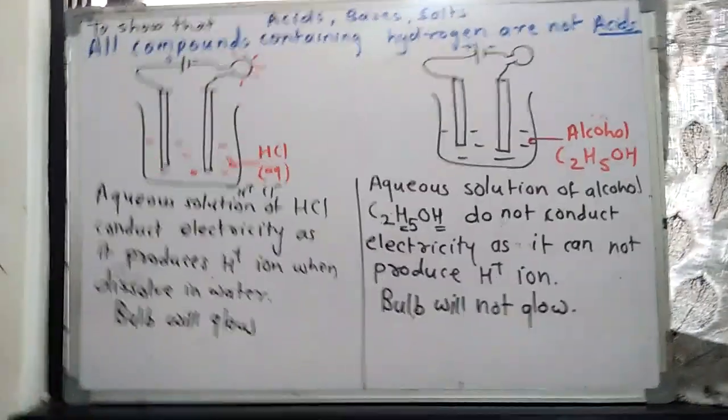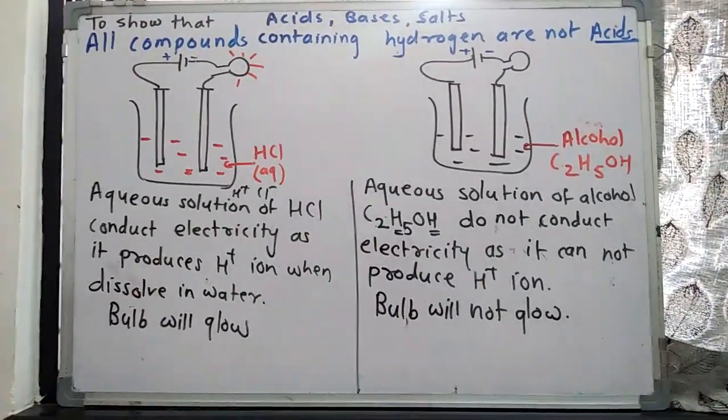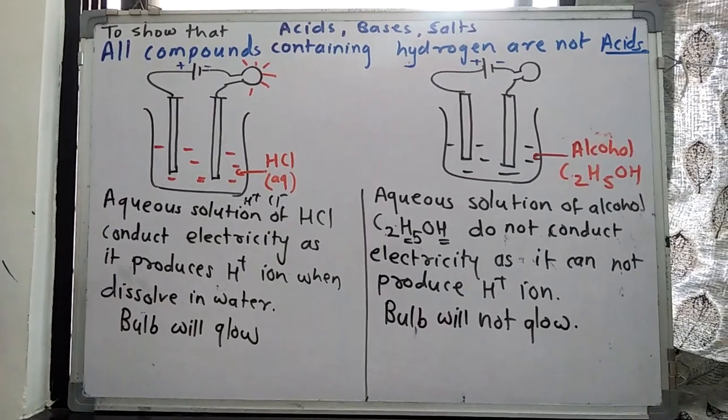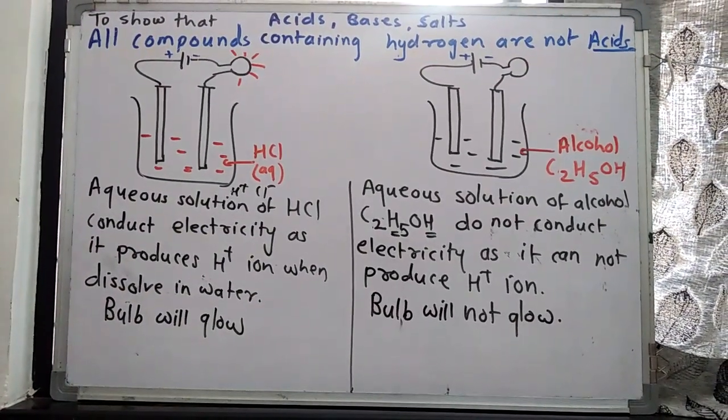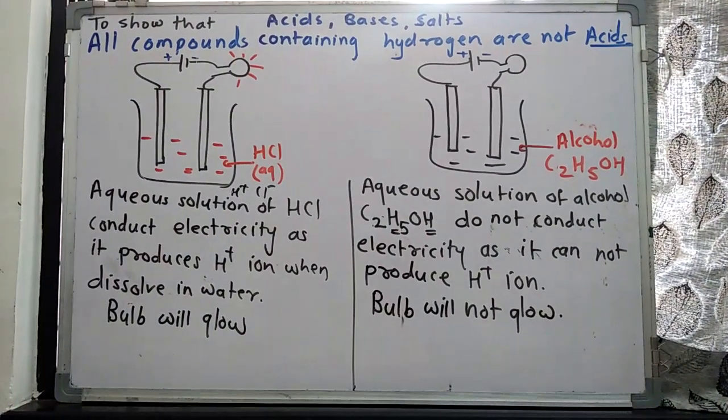Means the substances which contain H, means hydrogen, will not necessarily produce H+ ion. Only those substances which produce H+ ions are called acids.